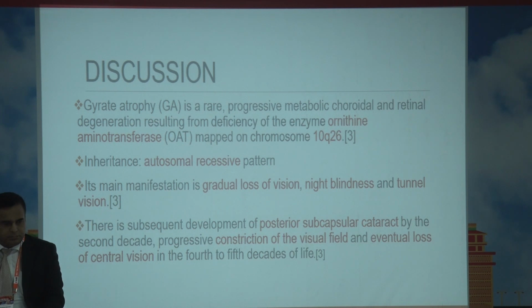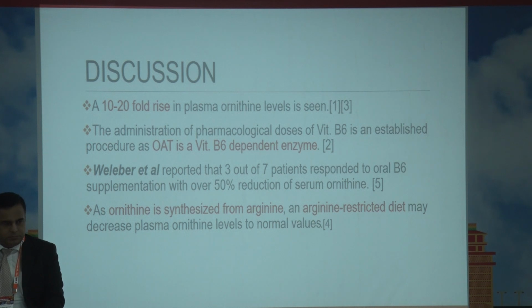There is subsequent development of posterior subcapsular cataract by the second decade, progressive constriction of the visual field, and eventual loss of central vision in the 4th to 5th decades of life. A 10 to 20-fold rise in plasma ornithine levels is characteristic. The administration of pharmacological doses of vitamin B6 is an established procedure, as ornithine aminotransferase is a B6-dependent enzyme.